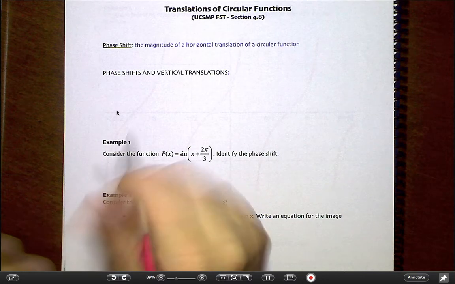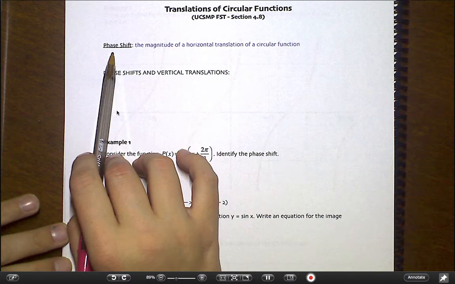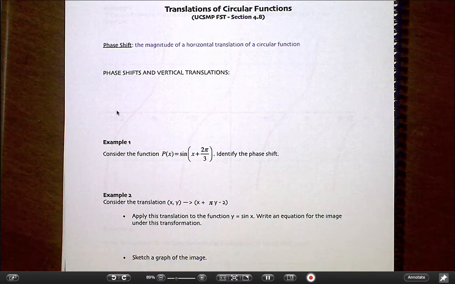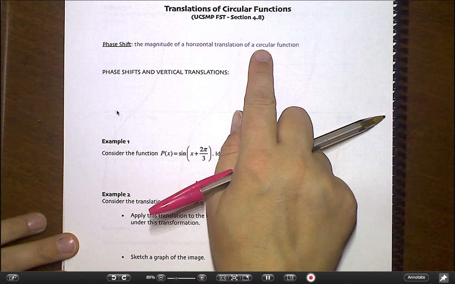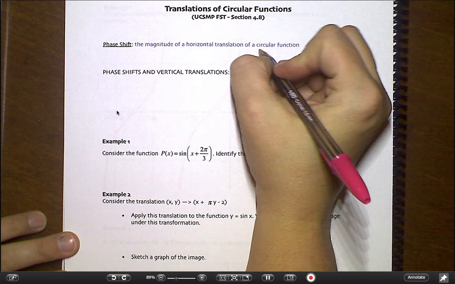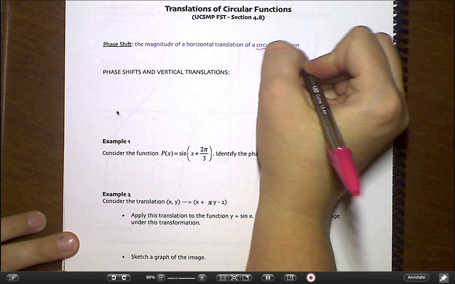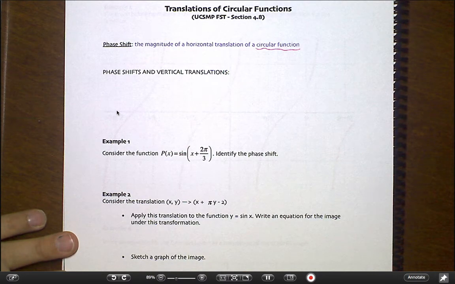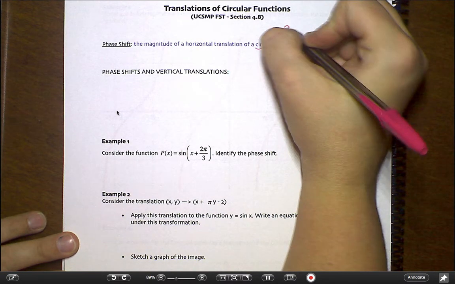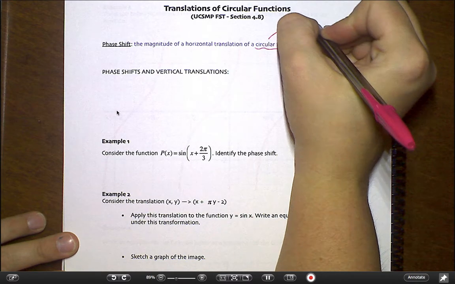And we do have one vocab word here to throw out, and that's phase shift. Phase shift is the magnitude of a horizontal translation of a circular function. I'm throwing this word around a lot without really telling you what I'm talking about. Circular function. All of these functions we've been talking about are circular because they're based on a circle, right? They're based on the unit circle. Really, this is the same meaning as saying that they're periodic functions, okay?